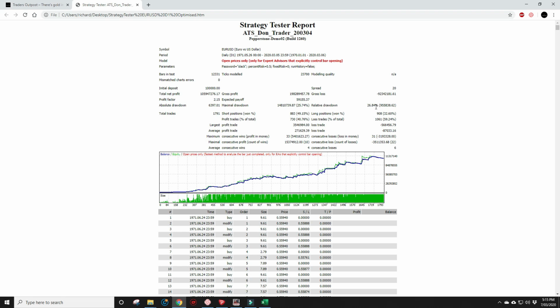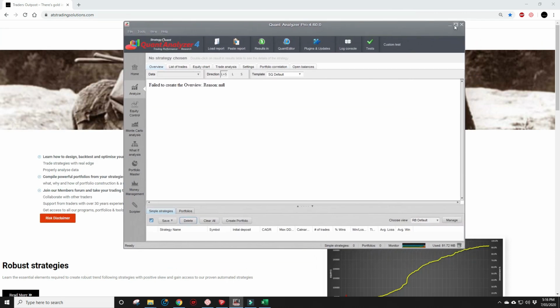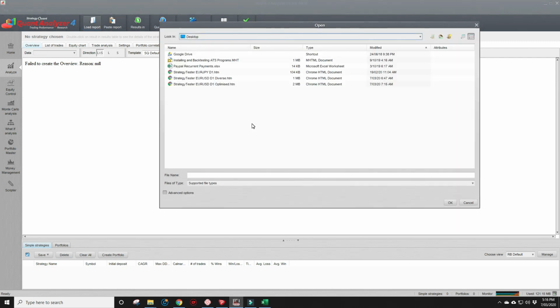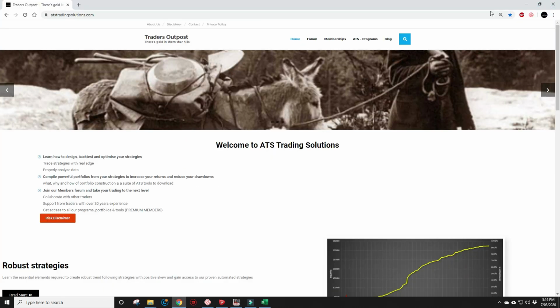Now I'm going to save this and I'm going to put it into a particular piece of software called Quant Analyzer, which enables us to look at a few more important statistics. So I'm now just going to open up Quant Analyzer and I'm going to draw that test into Quant Analyzer. So this is the optimized solution for the 20-year period, and now we've just now incorporated that strategy into Quant Analyzer. We'll have a look at that later.